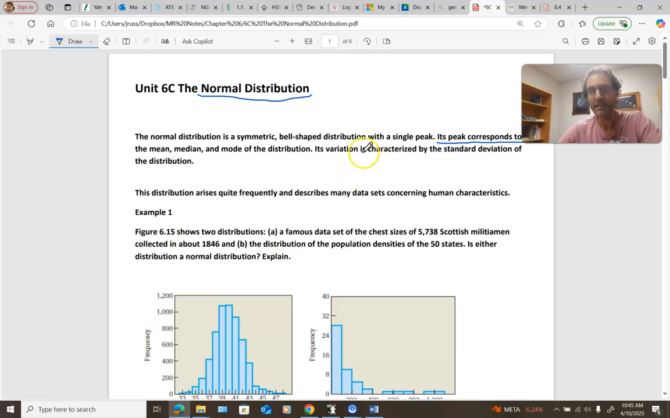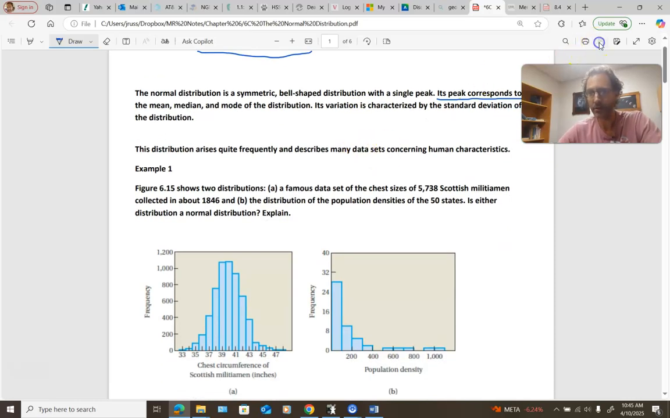Okay, and this is a very common distribution. In fact, a lot of data sets will exhibit this shape. Typically it's data sets coming from things like human height, human weight, the circumference of trees in a forest, or the heights of trees in a forest, things that involve many factors.